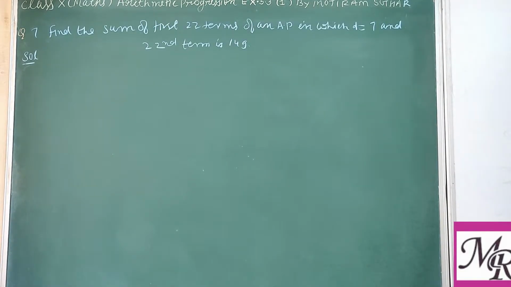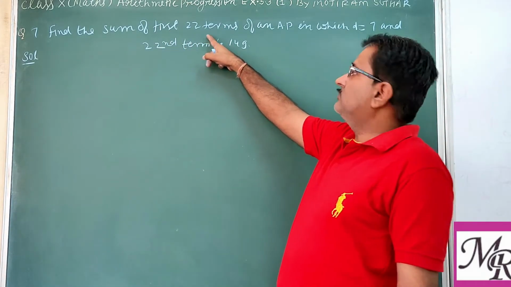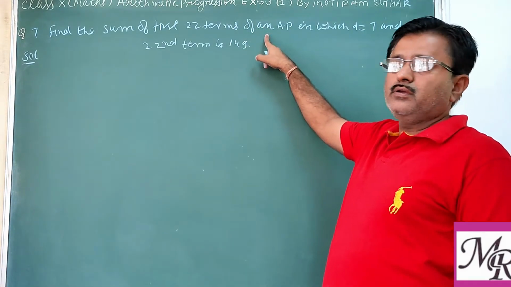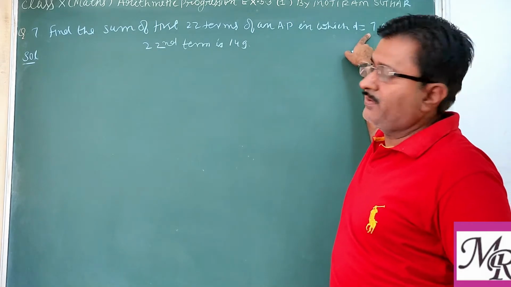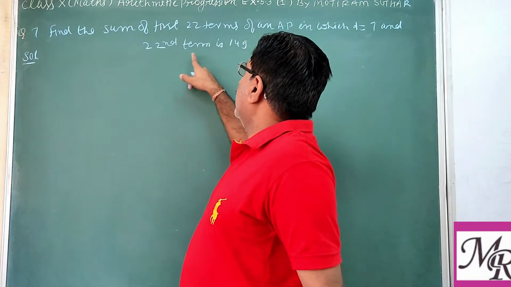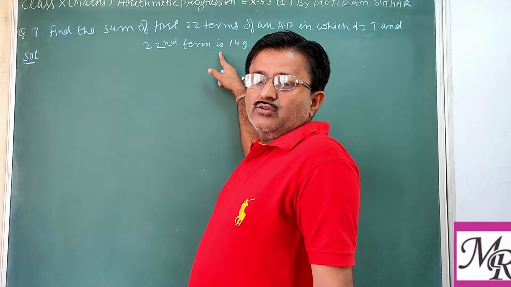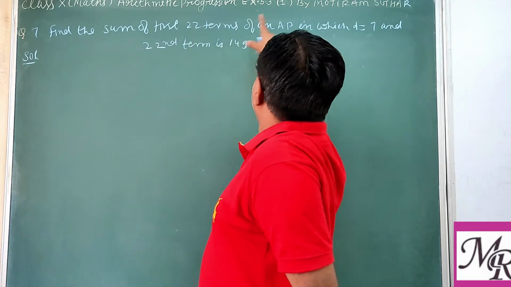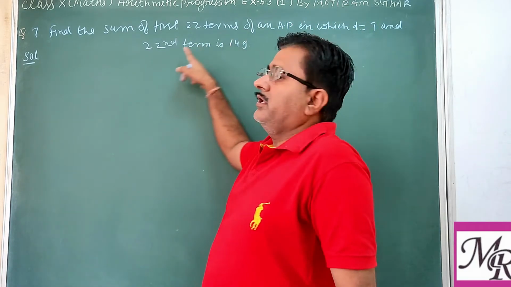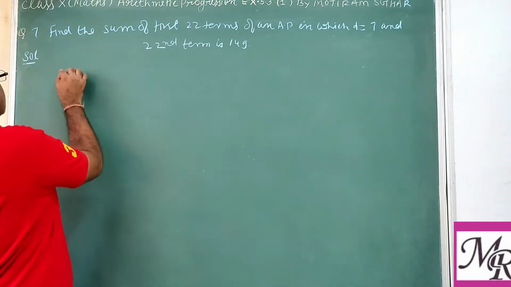So that's it. Question number 7. Find the sum of first 22 terms of an AP in which d is given. The common difference is 7 and the 22nd term is 149. So again here we have three known values: n, d and A22.